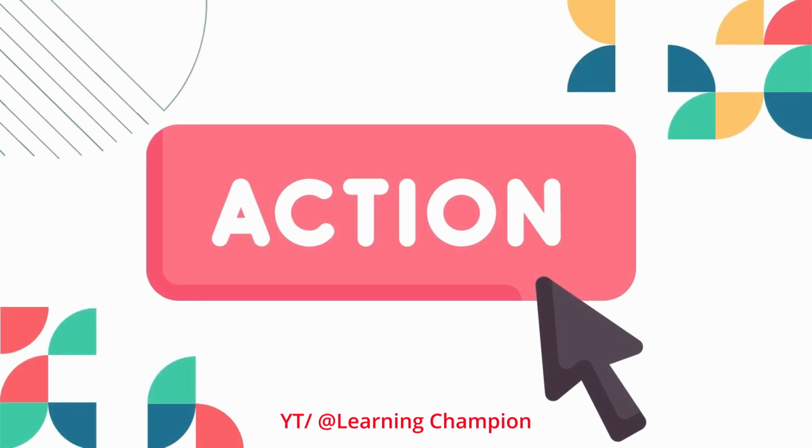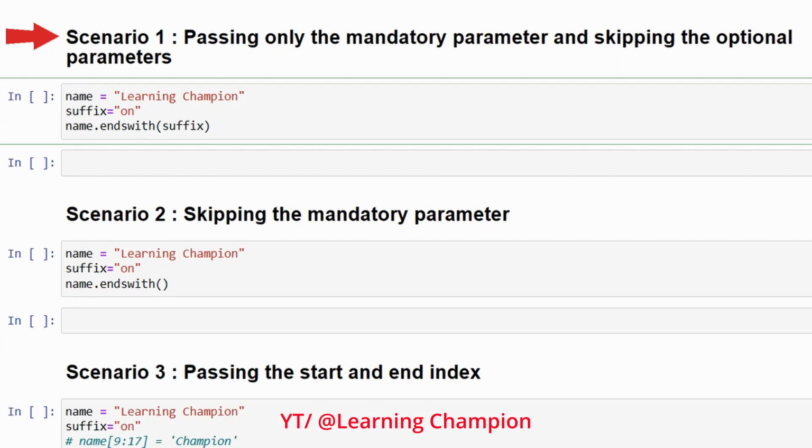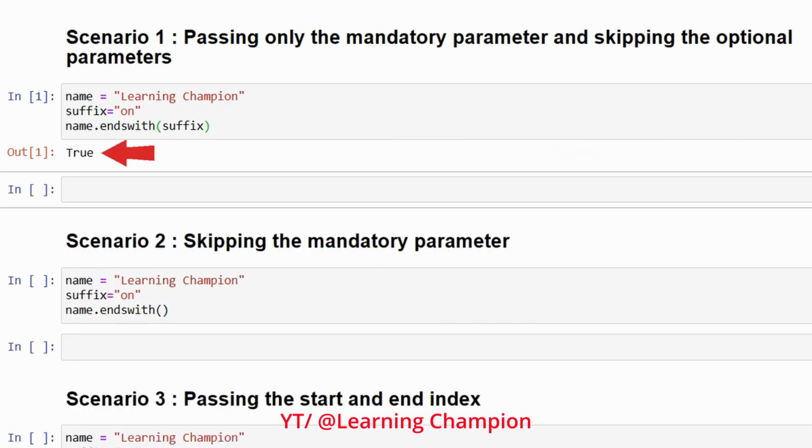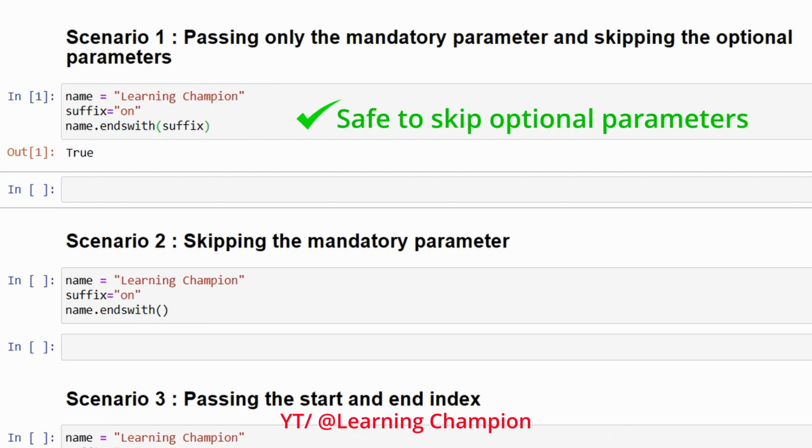Let's see a few examples in action in Jupyter Notebook. In scenario 1, we will only pass the mandatory parameter and skip the optional parameters. We have a string, learning champion, and we want to verify whether our input string ends with on. While calling the endswith method on the input string, we have only passed the mandatory parameter suffix and have not passed the start or end index. Since we are not passing the start and the end index, the start index will be assumed as the starting of the string, which is 0, and the end index will be assumed as the ending of the string by default. When we run the command, the output is true, which verifies that our input string ends with on, and we can skip optional parameters while calling this function.